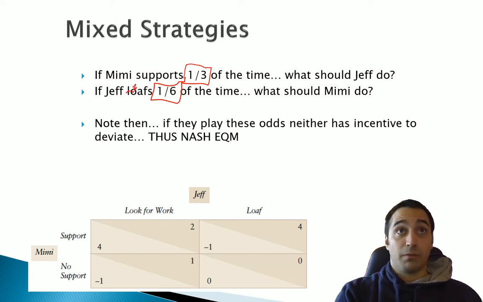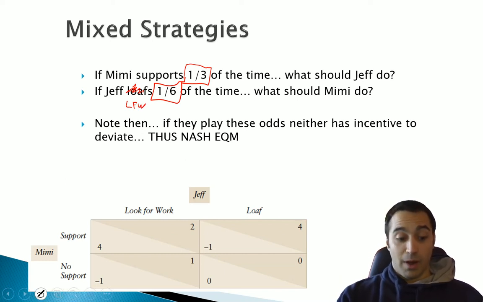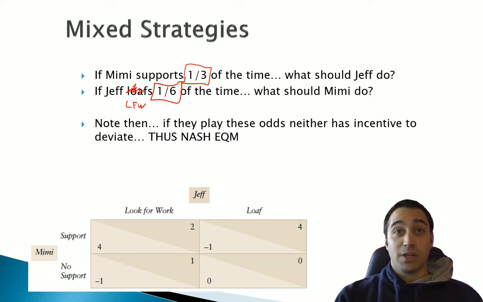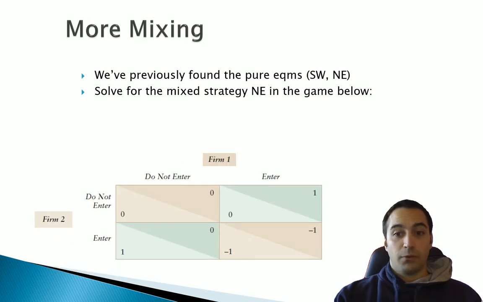Similarly, if Jeff looks for work 1/6 of the time, then Mimi doesn't care if she supports him or not. Therefore, she has no incentive to deviate from the 1/3 support him strategy. Therefore, we've found a mixed strategy Nash equilibrium. All right, let's do one more. This time, do it on your own first.